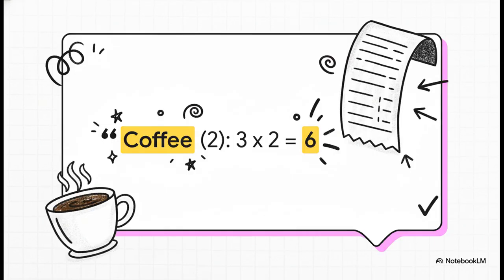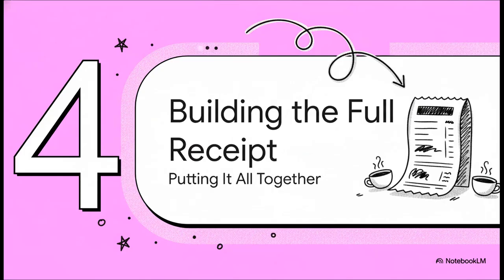And this is the result. Our code takes those variables and spits out this perfectly clear, readable line for our receipt. We've just successfully calculated the cost of 2 coffees. That's our first win. Okay, so now that we've cracked the code for one item, let's just apply that same exact logic and build out the receipt for the entire order.